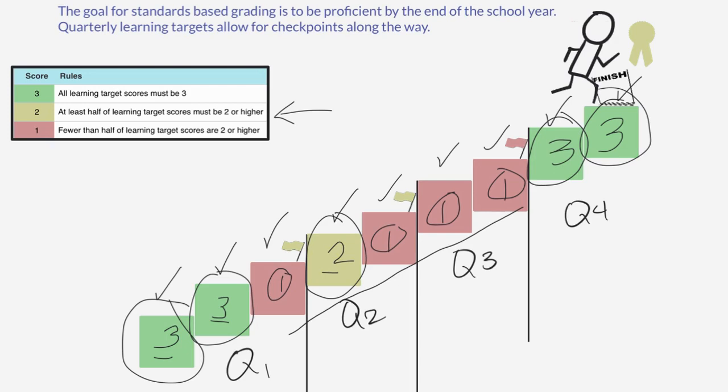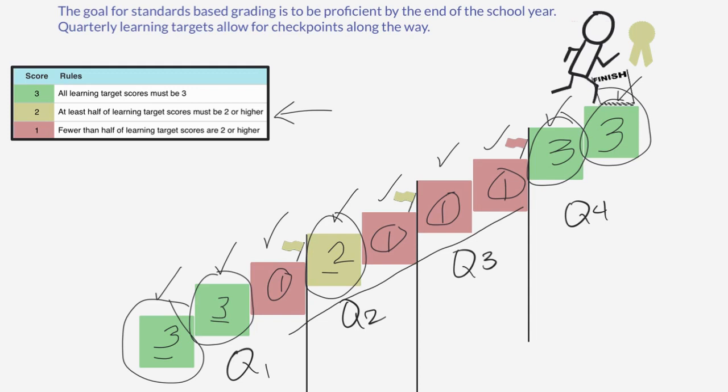In order for this student to receive anything other than a 1 or a 2 on the report card, the student must demonstrate mastery of all of the learning targets within that standard. What if a student may not have mastered a learning target in the first quarter, but I now know at the end of the third quarter they have mastered that learning target?